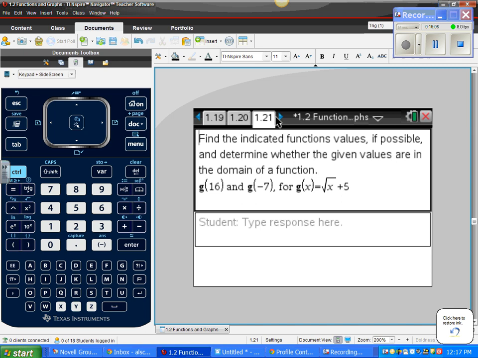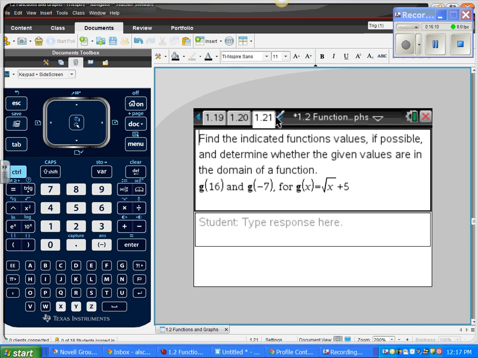Okay, so we're going to do the same thing here. Find the indicated function value if possible and determine whether the given values are in the domain of the function. g of 16 to start. Square root of 16 plus 5. So we get 4 plus 5. g of 16 is 9. So that gives us a value, and that is part of the domain.